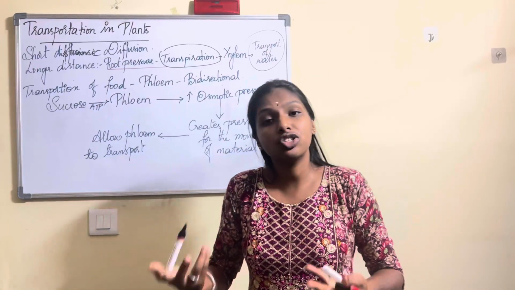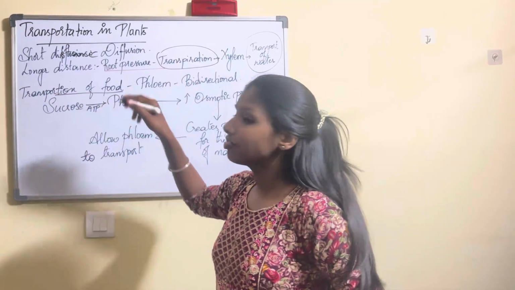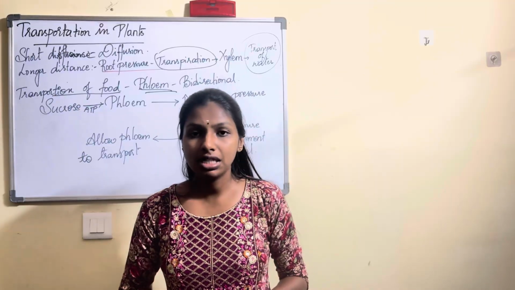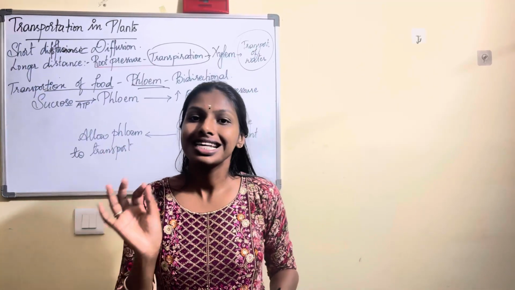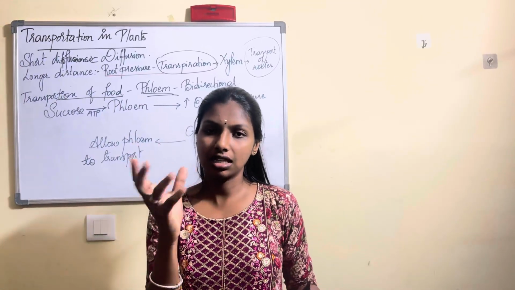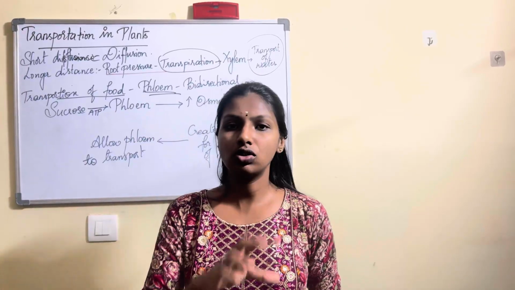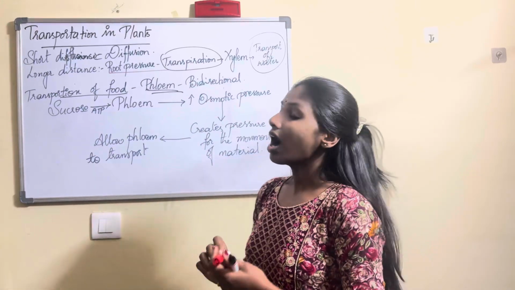Now, how does the transportation of food occur? The transportation of food occurs through the phloem elements. The phloem elements are phloem parenchyma, phloem fibers, sieve tubes, as well as the companion cells. These are the different types of cells of the phloem. Together, we call it a complex permanent tissue.